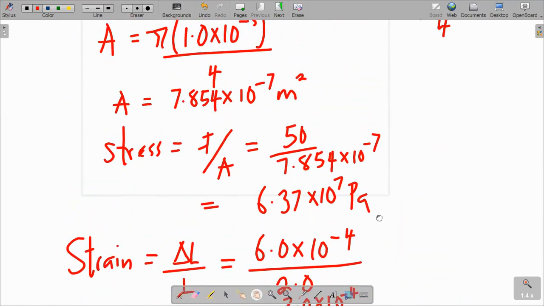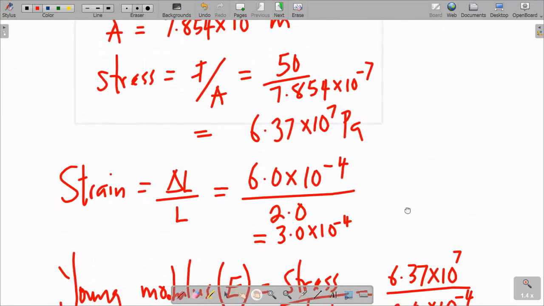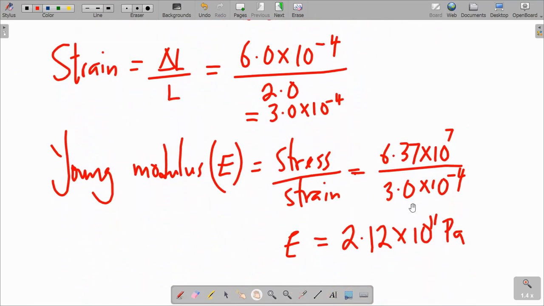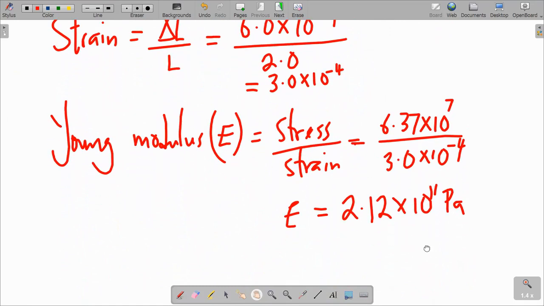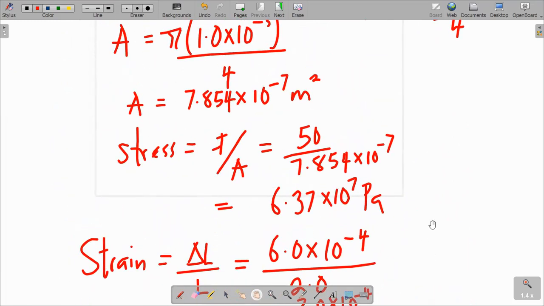So the stress is force over area, which is 6.37 times 10 to the power of 7 Pascal. The strain is 3.0 times 10 to the power of minus 4. Since it is unitless, we add nothing to it. Then the Young modulus is 2.12 times 10 to the power of 11 Pascal. So move on to our next question.